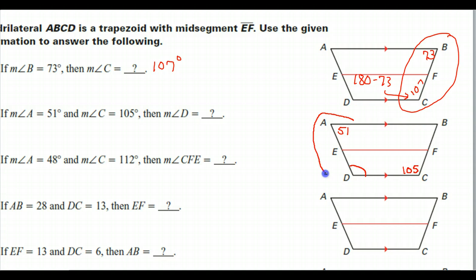Okay, we don't actually need the 105, because it's these angles that are supplementary, A and D. The consecutive, the leg angles are supplementary. So once again, in order to find this angle, I just need to do 180 minus 51, which is 129. So this should be 129 degrees.